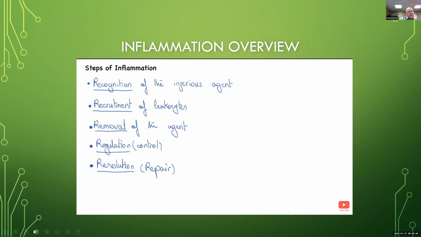So far, the recognition of the injurious agent has been completed. The leukocytes have been recruited to the site of the inflammation, and the offending agent has been removed and eliminated. The next step is the regulation and termination of the response.